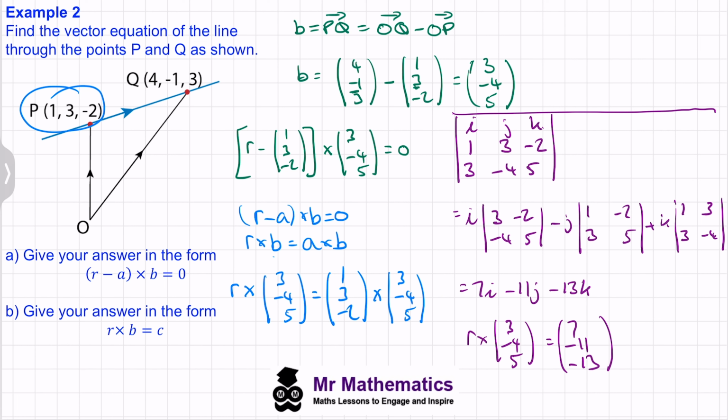I hope this has given you an idea of how to write the vector equation of a line in the form r minus a crossed with b and r crossed with b equals c.